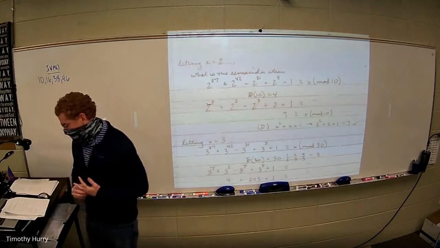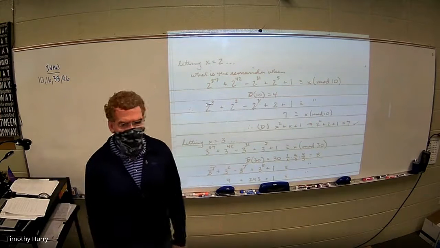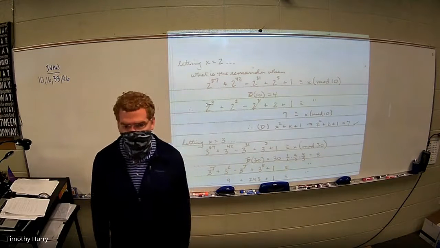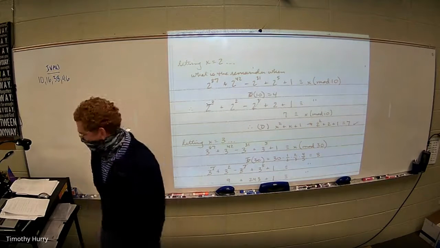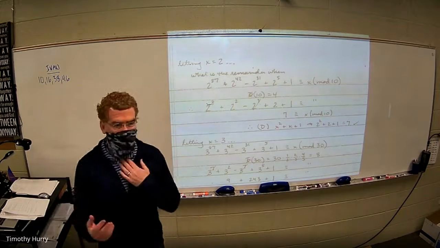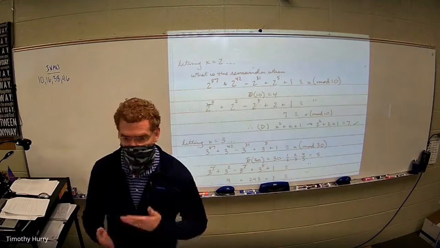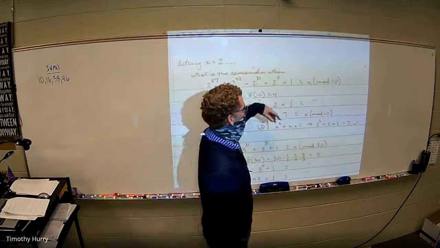So what I just did is I said, well, if it's true for every x value, why don't I just plug in a couple of x values like x equals 2 or x equals 3 and see if I can do it that way. So if I'm doing a remainder problem, to me, they're mod problems. Anytime you want to find a remainder of something, it's a mod problem.